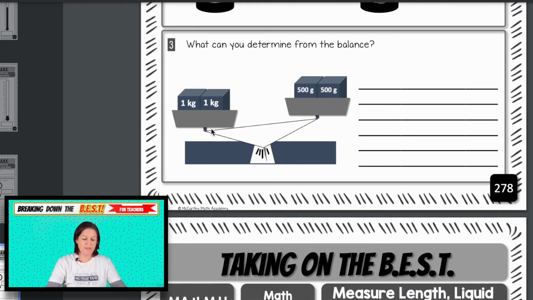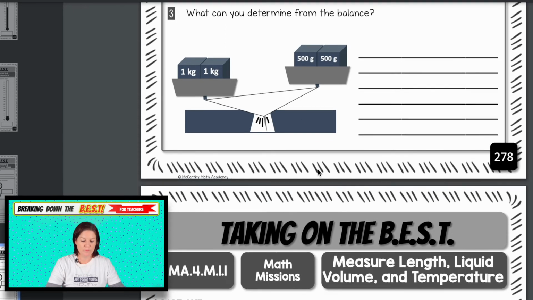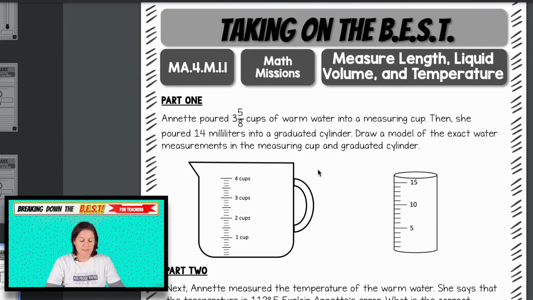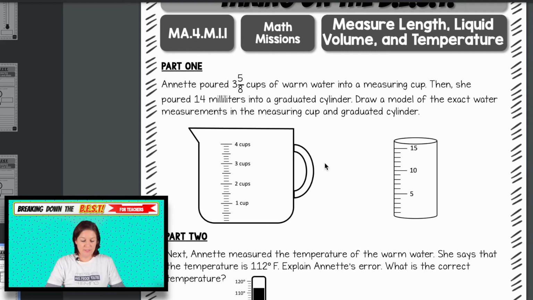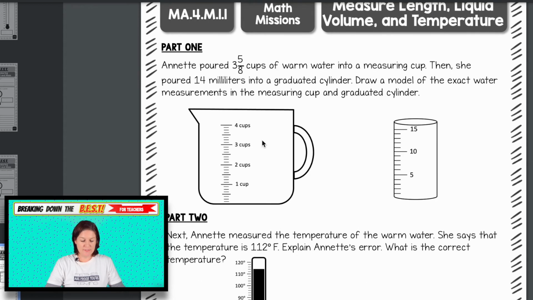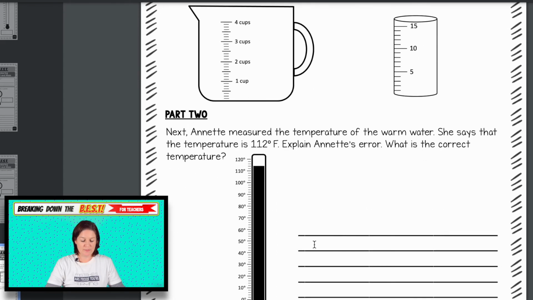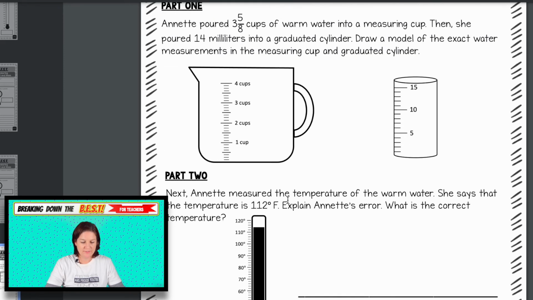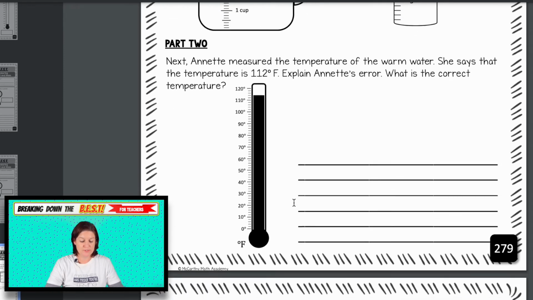Notice how on this one, the left side of the balance is down, meaning that it's heavier. So we'll go over what that means. Then we have the math mission involving liquid volume and temperature. It's a math task that requires more thinking from the student.